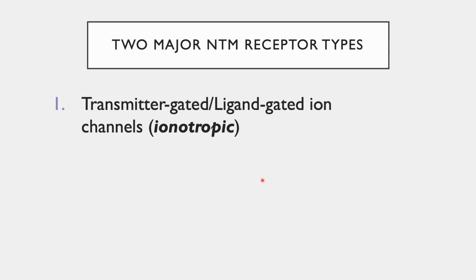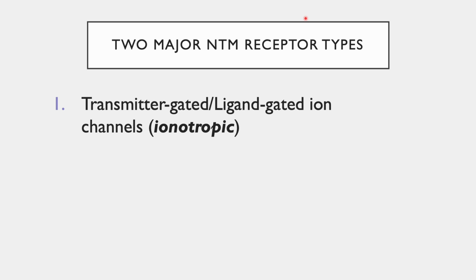We've talked a lot about ligand-gated ion channels, which are also known as transmitter-gated ion channels, because a neurotransmitter or a ligand needs to bind to that channel to induce conformational change, in which the channel will open its gates and allow ions to come into the channel and go into the postsynaptic neuron. This is why they're also known as ionotropic receptors, because it allows ions to pass through when a neurotransmitter binds to it.